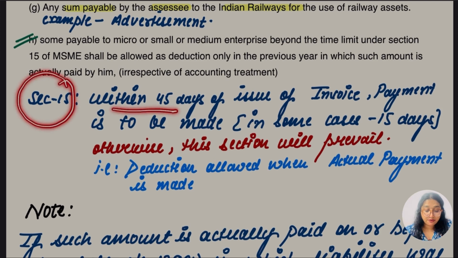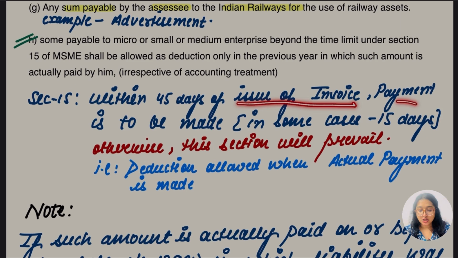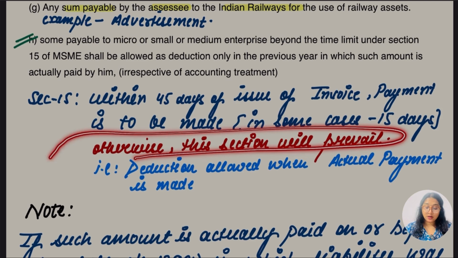Section 15 says that within 45 days of the issue of invoice the payment is to be made. What does that mean? Again let me tell you, once the invoice is issued, within the next 45 days payment is to be released by the SSC. Did you understand this much? But in some other cases, the payment is to be made within 15 days. In some cases they are 15 days, but in normal cases they are 45 days. The gap is just 45 days. In that time limit the payment is to be released by the SSC.